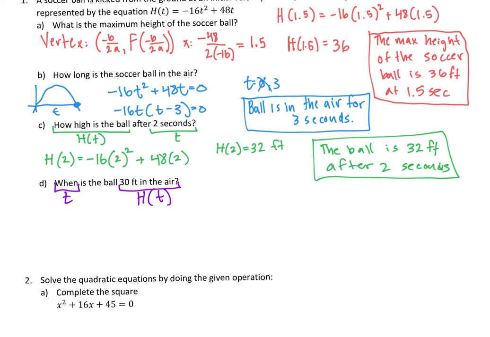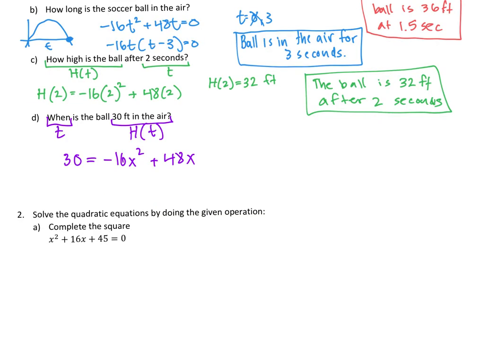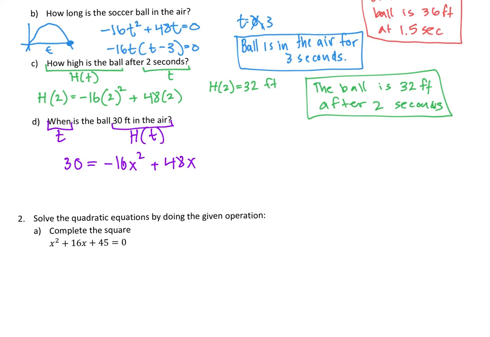So we're going to switch up the equation. My h of t I know is 30. And then my equation equals negative 16x squared plus 48x. And I need to solve this quadratic equation. Okay, to solve this, I'm actually going to add the 16x squared over. So I've got 16x squared. I'm going to subtract the 48x, and plus 30 equals 0.